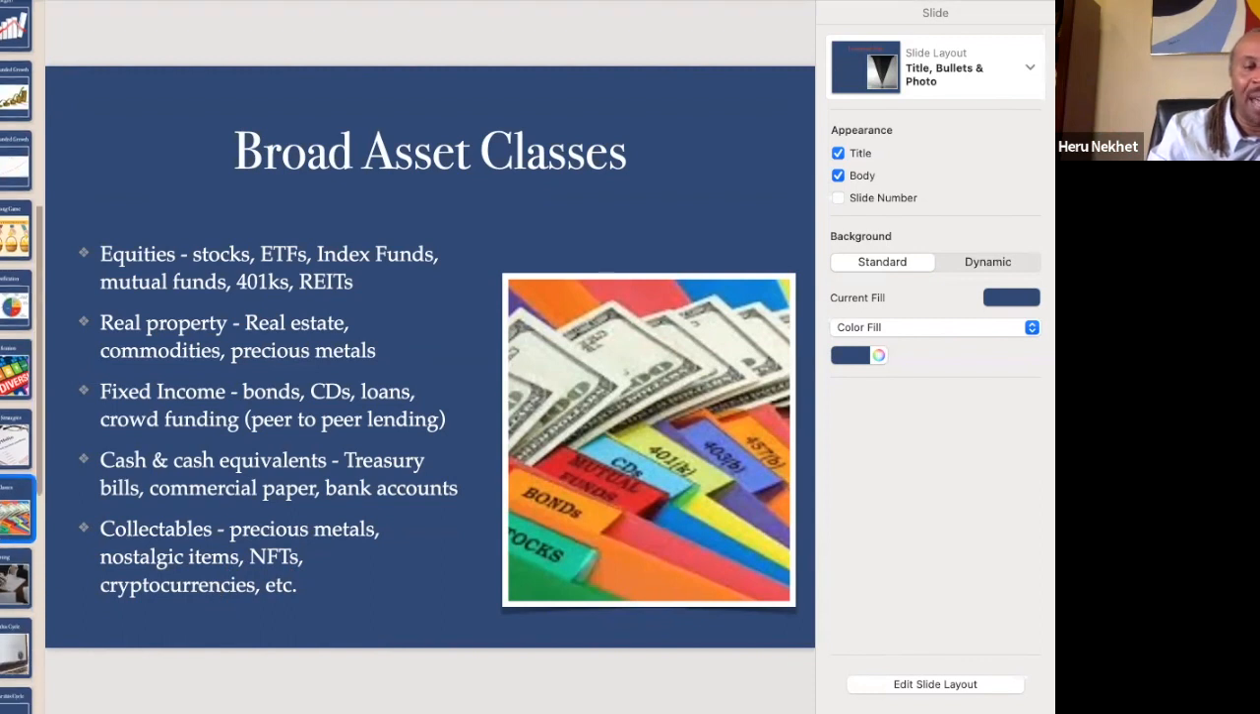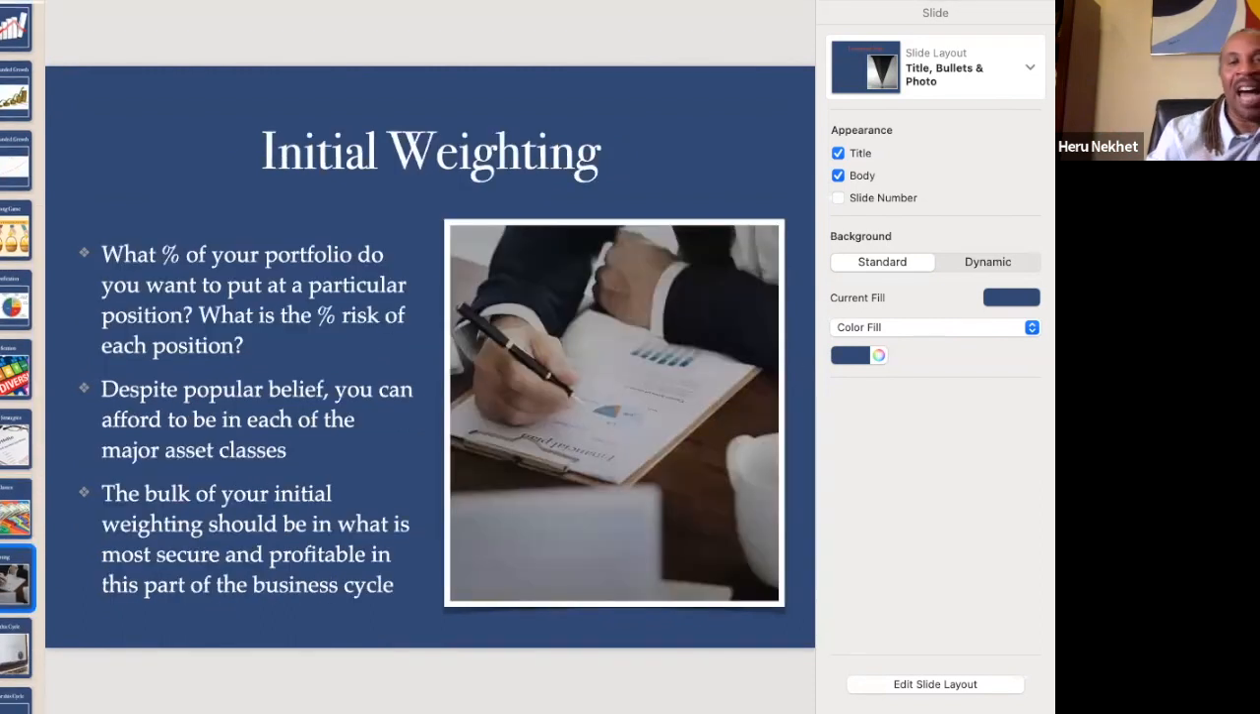So those are the broad asset classes. So how do we initially weight? We want to be able to weight our portfolio and figure out how we do it, right?